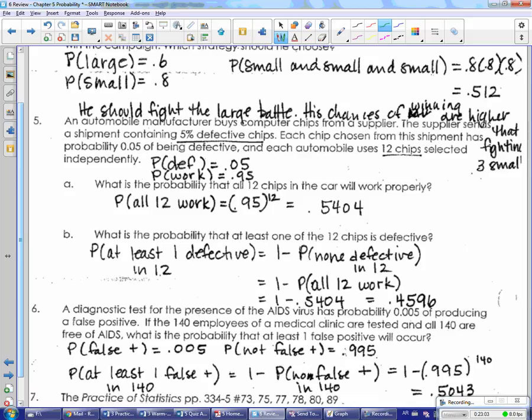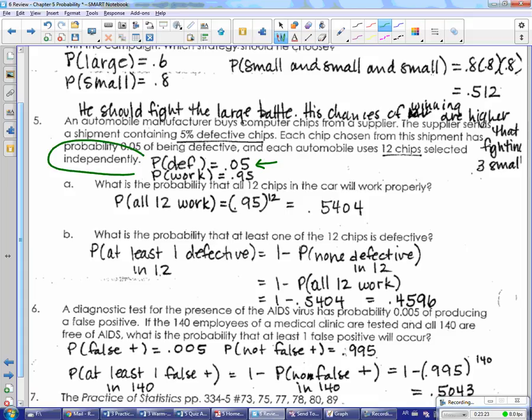So number 5, it says an automobile manufacturer buys computer chips from a supplier. The supplier sends a shipment containing 5% defective chips. So we know that. I wrote that down as soon as I read it. Each chip chosen from a shipment has a probability of 5% of being defective, and each automobile uses 12 chips selected independently.